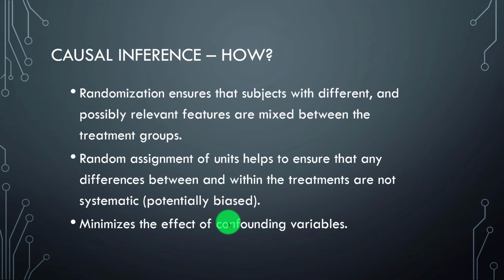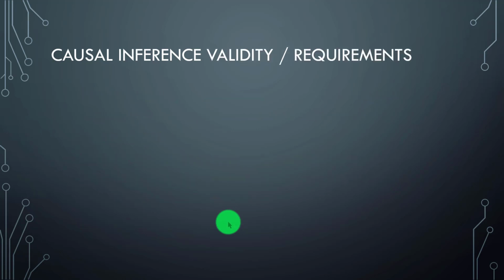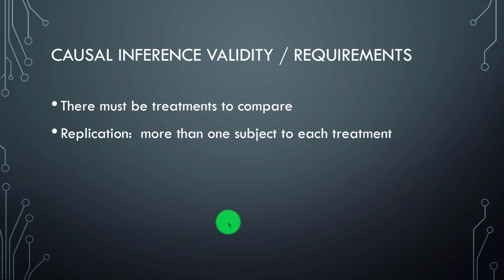There are a couple other points here for a cause and effect or causal inference to be valid. Well, it's an experiment, so there has to be treatments to compare. Usually there is a control group or a placebo group in addition to any other group or groups. Furthermore, there must be some sort of replication. There can't just be one subject in each group. There needs to be more than one subject for each group. That's the property of replication.